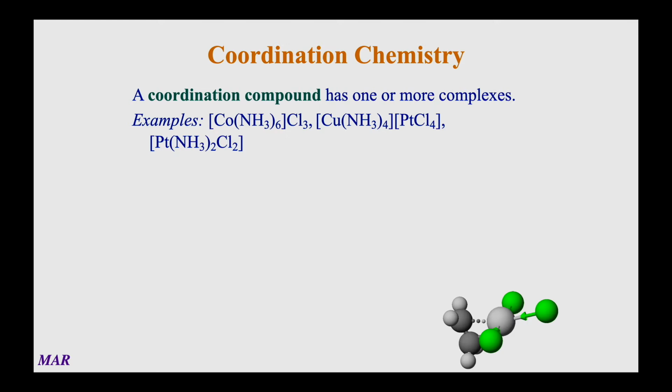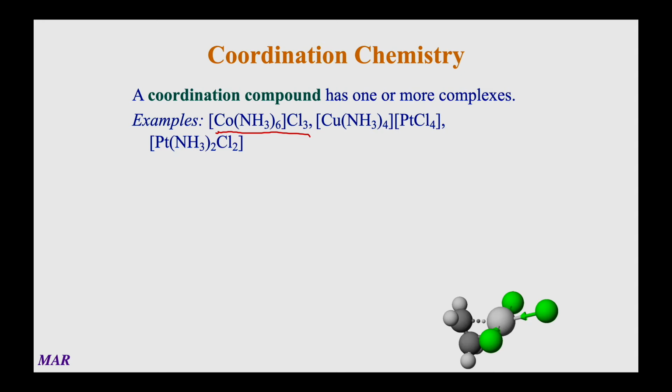So if you look at some of these examples, like let's look at this one right here, [Co(NH3)6]Cl3. Well, that's a cobalt, and we're going to see that a lot of times they'll have 6 pieces around them in an octahedral fashion. So the part in brackets is the complex ion, and we coordinate 3 chlorides around it to make it neutral. So that's an example of a coordination compound.